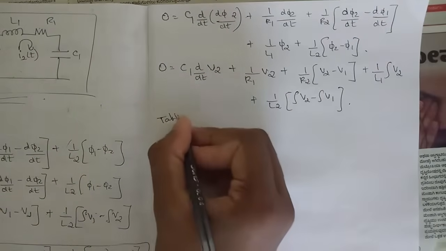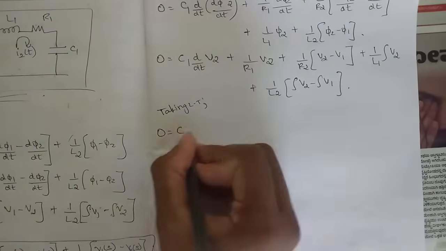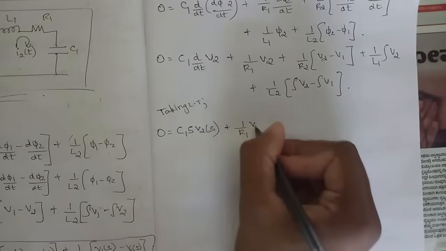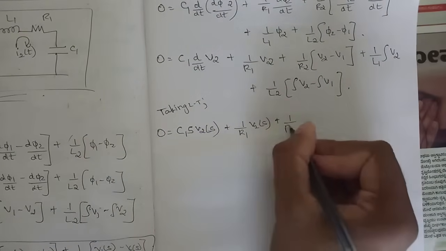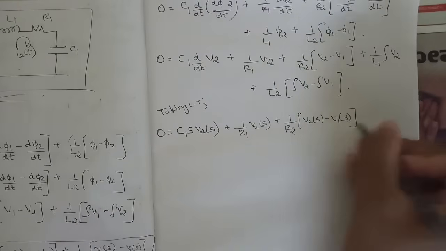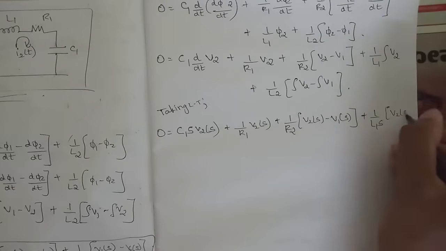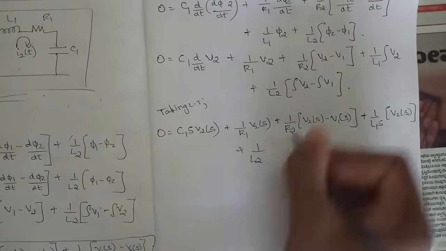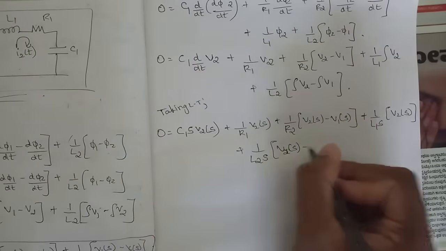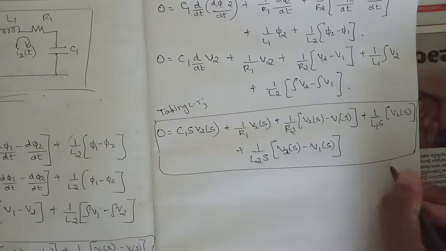So now taking Laplace transform again, this is 0 equals C1 d by dt is replaced by S into V2 of S, plus 1 by R1 into V2 of S, plus 1 by R2 into V2 of S minus V1 of S, plus 1 by L1, and integration is replaced by 1 by S into V2 of S again, plus 1 by L2, take common integration out, so that is again equal to 1 by S into V2 of S minus V1 of S. So this is your one more equation for Laplace transform, name it as equation 6.